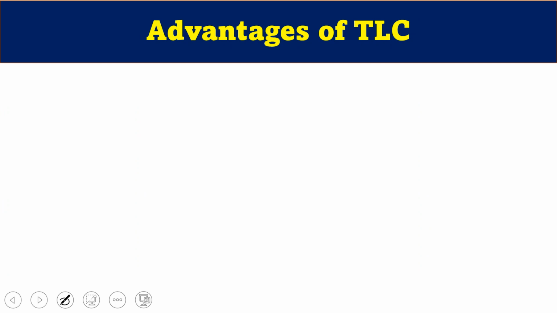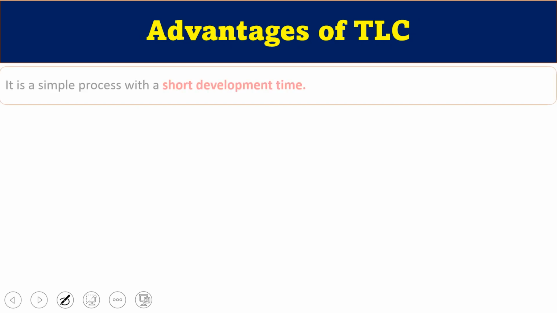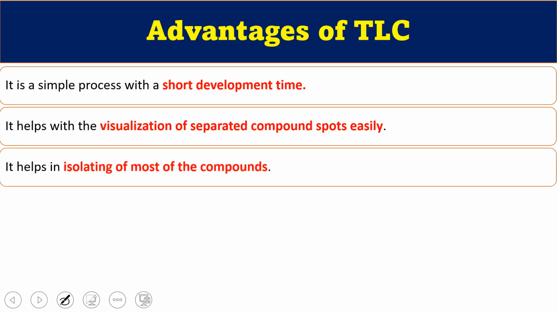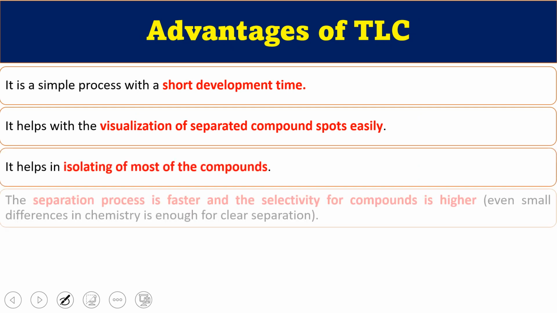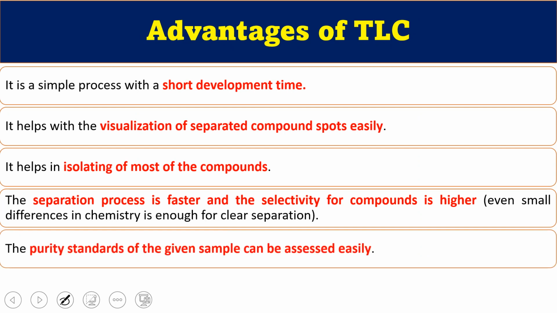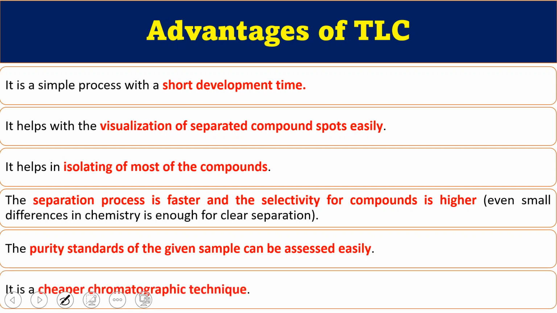Now let's see the advantages and disadvantages of TLC. The first advantage: it is a simple process with a short development time. It helps with the visualization of separated compound spots very easily. It helps in isolating most of the compounds, the separation process is very fast, and the selectivity of the compound is very high. Even a small difference in the chemistry is enough for clear separation. The purity standard of the given sample can be assessed very easily, and it is a cheaper chromatography technique.